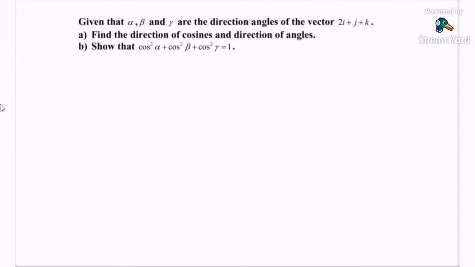Given the alpha, beta, and gamma are the direction angles for the vector 2i plus j plus k. So let the situation be vector AB, where we have 2, 1, and 1.